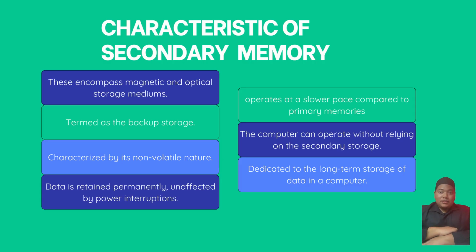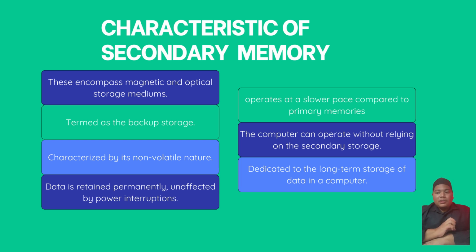So, what are the characteristics of secondary memory? This encompasses magnetic and optical storage media. Second, it is termed backup storage. Then it is characterized by its non-volatile nature. The data is retained permanently, unaffected by power interruption. Unlike the main memory, where, when the device is turned off, the data is affected and lost.